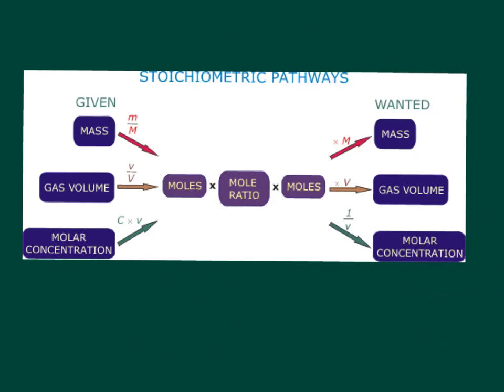This is a little visual map to help you see what we're doing here each time. In this case, we're starting with mass. This is our given. This is what we're asked to find. And so we're going from mass. We have to go to moles. Then we use the mole ratio. Change it back to moles. We're using those moles from the mole ratio to go back to mass. And so we're taking this pathway right here. You could do the same thing with volume, and you could do the same thing with molar concentration. But right now, we're concentrating on mass to moles, use the mole ratio, then change those moles back to mass again.